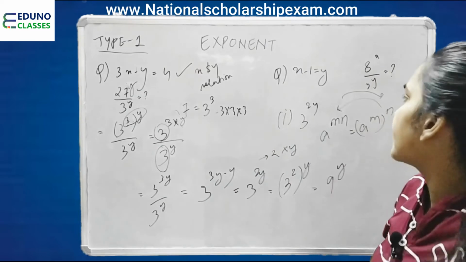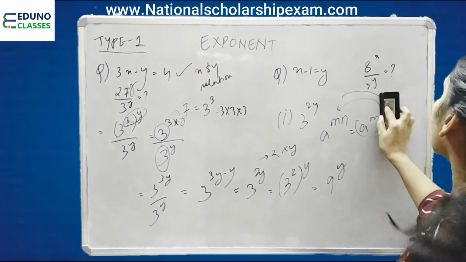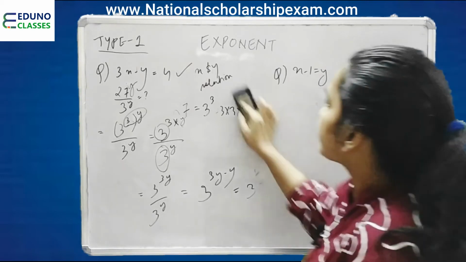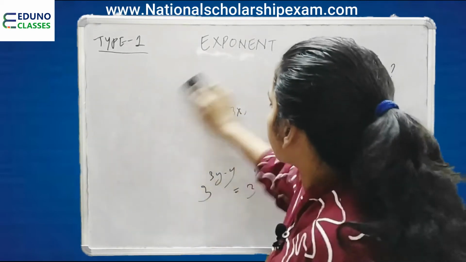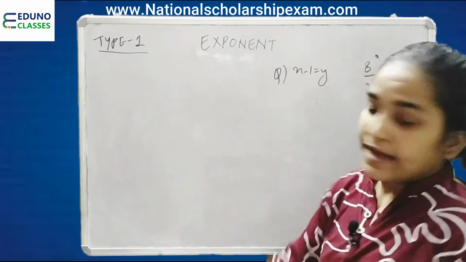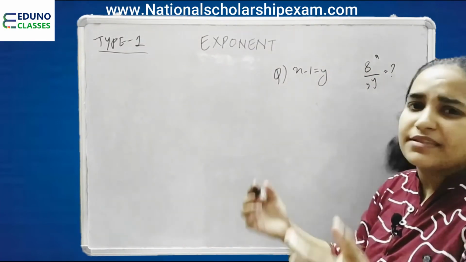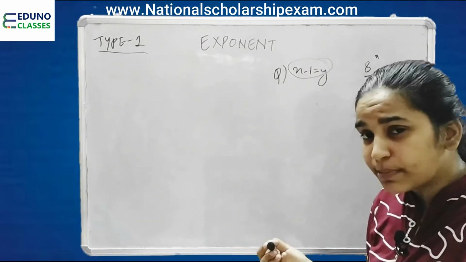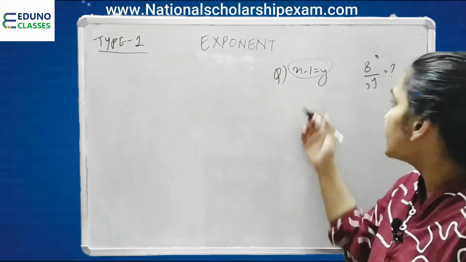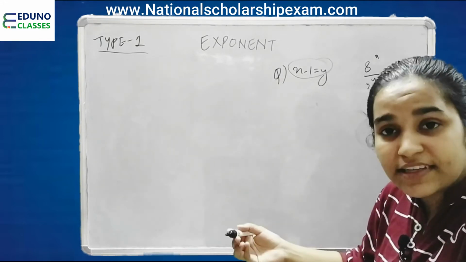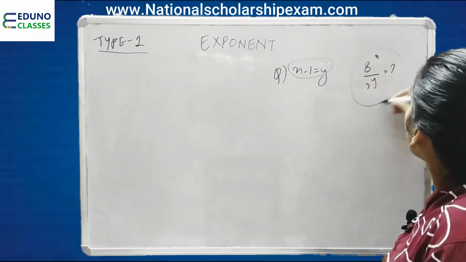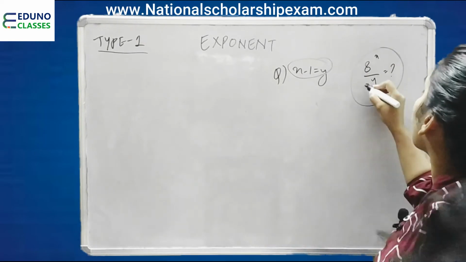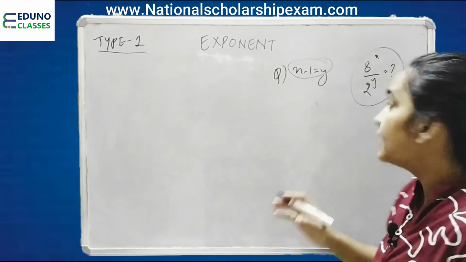Let's take another example. This is the next question in front of us. So what is our question? The relationship given to us, this equation suggests there exists some relationship between x and y, right? What is the relationship? x minus 1 is equal to y. And then what are we to find? 8 to the power x upon 2 to the power y. This is what we have to find.